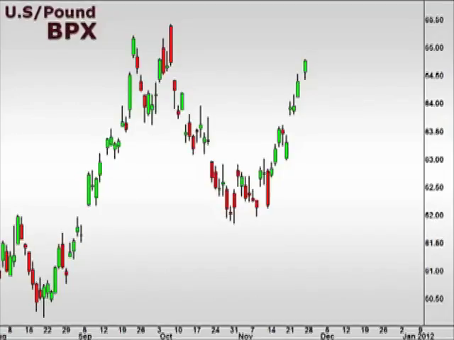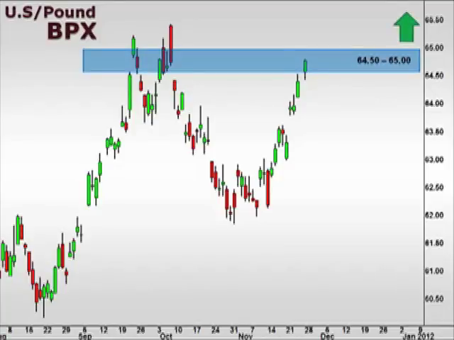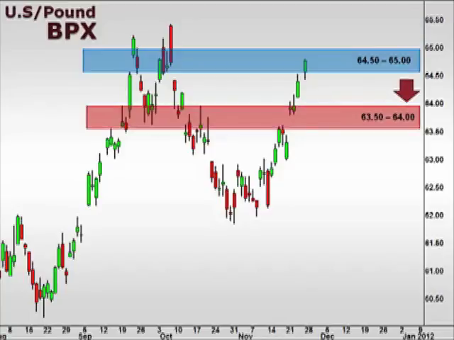Let's take a look at the BPX, the US dollar versus the British pound. Well, the BPX now tests a major resistance level, and a break above 65 should signal a continuation higher. Once again, after such a significant move, we are open to a retracement lower down towards the 63.5, 64 support.